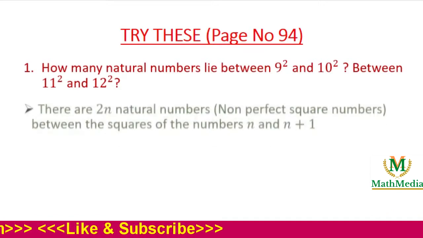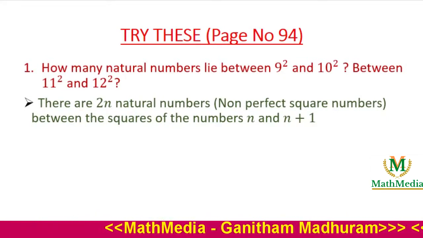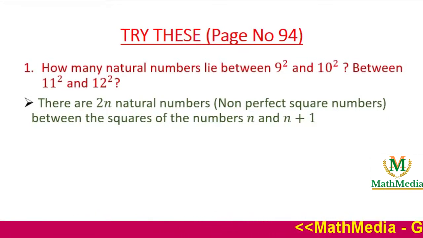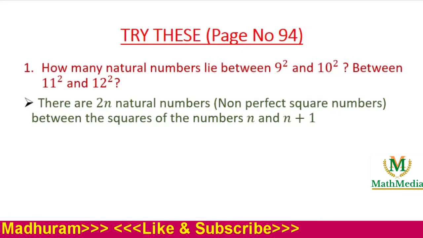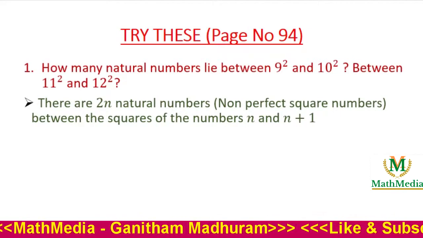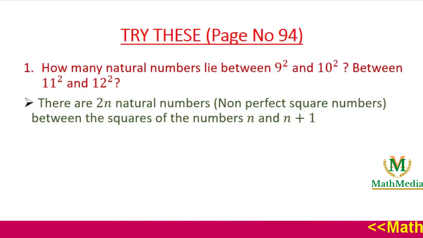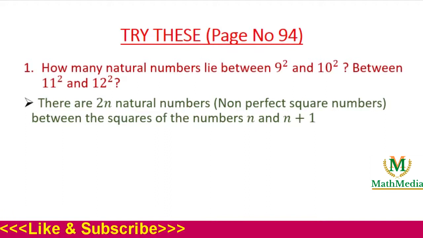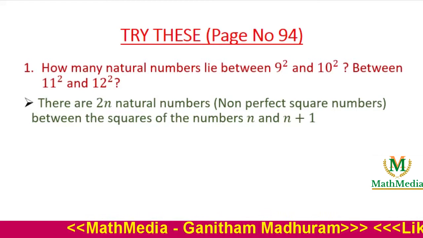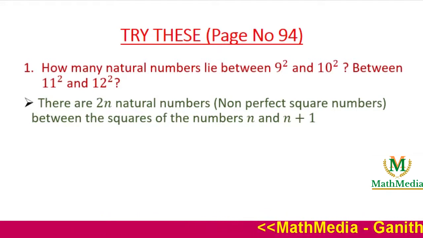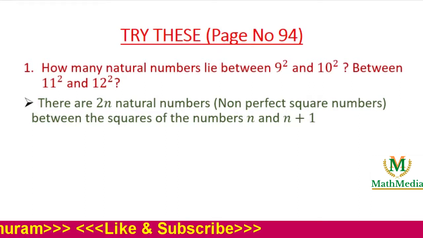As you know, there are 2n natural numbers or non-perfect square numbers between the squares of the numbers n and n plus 1. That is, two continuous square numbers are given. Between them we get 2n non-perfect square numbers or 2n natural numbers. You have to remember this point while answering the above question.